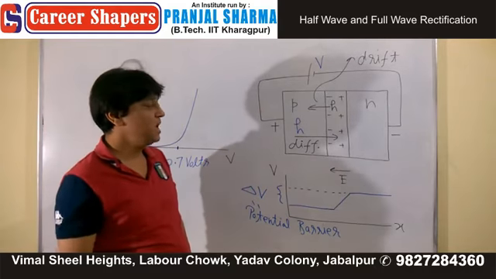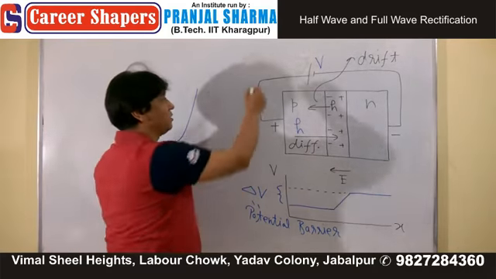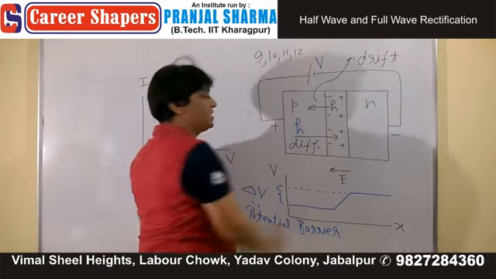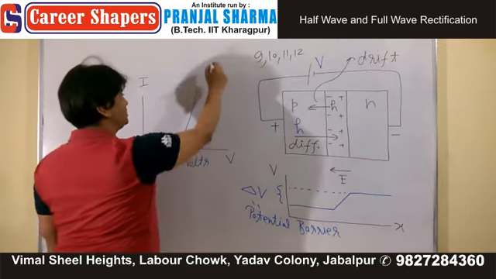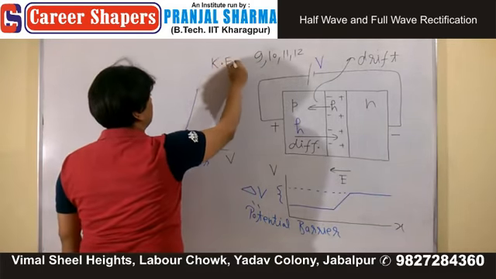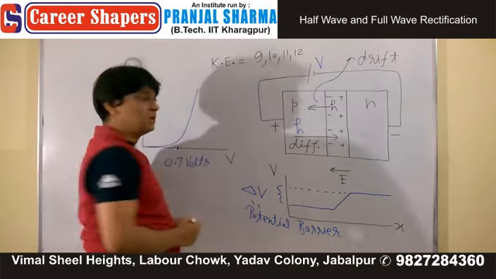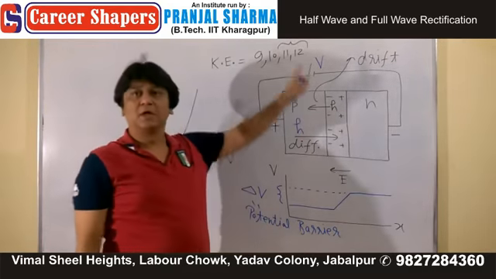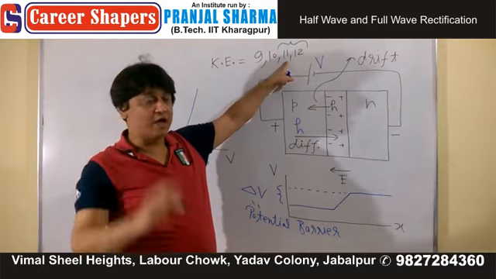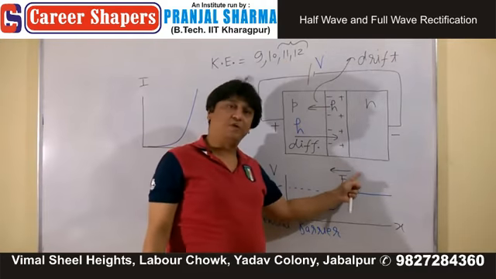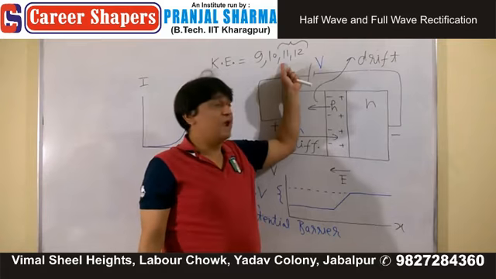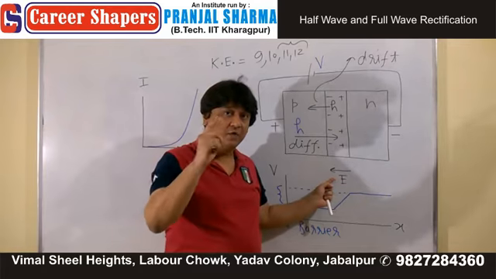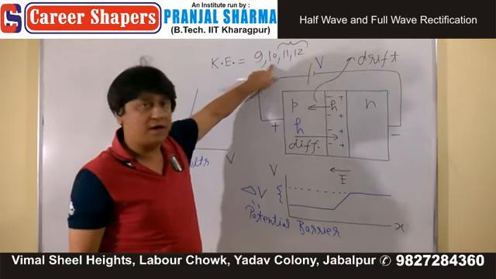Now try to understand the whole thing again with the numbers which I explained in the last class. I told you that, let's say there are holes with kinetic energy 9, 10, 11 and 12. These are the kinetic energies. Now, with these kinetic energies, we found that only 11 and 12 can overcome this electric field. If only 11 and 12 can overcome this electric field, then what about 9 and 10?